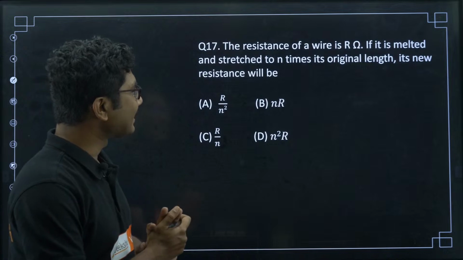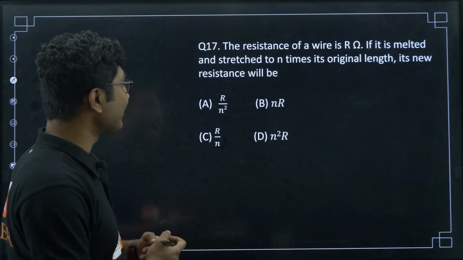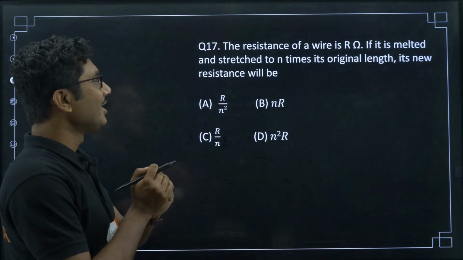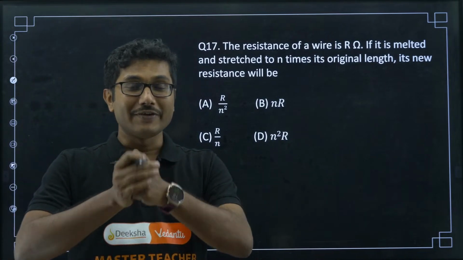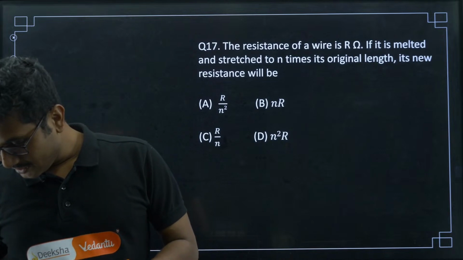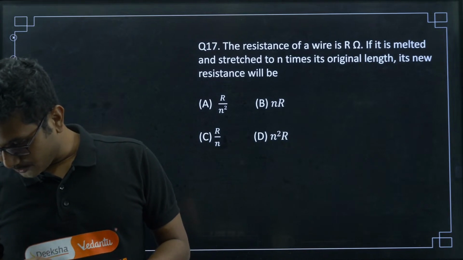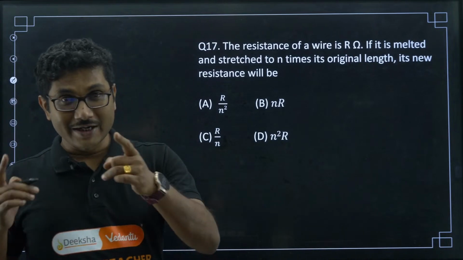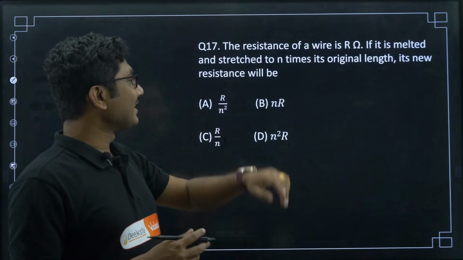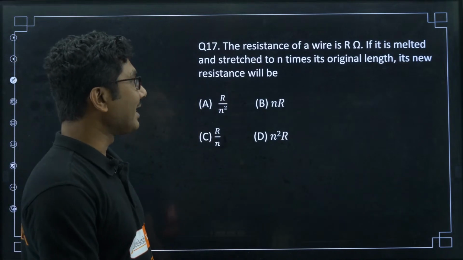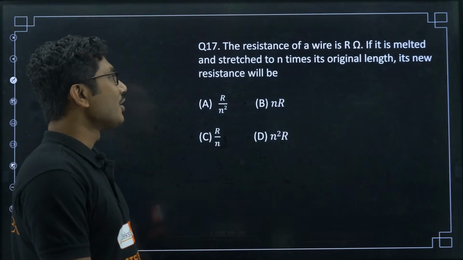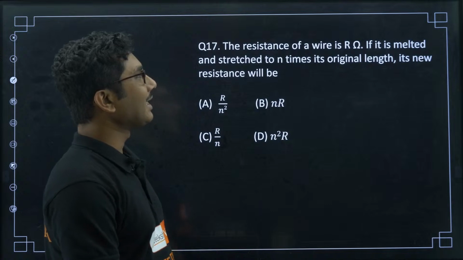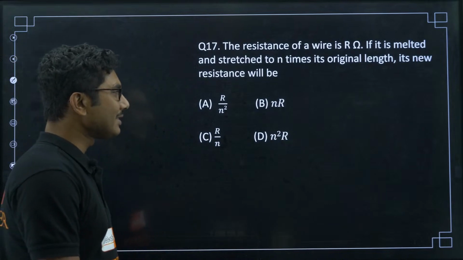Now question number 17, we have wasted some time on that question. That was a very interesting question. So I wanted to guide you for any future difficult questions like that, right? Now Kannadiga, you didn't answer the question. Now answer this question. The resistance of a wire is R ohm. If it is melted and stretched to n times its original length, the new resistance will be.